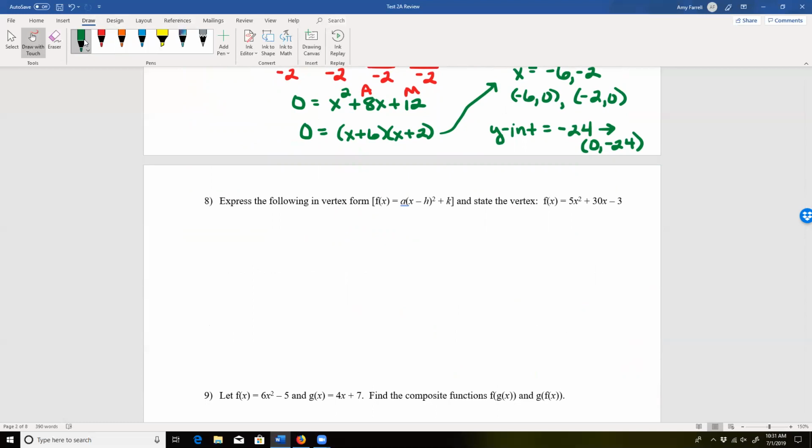Okay, next one, they ask us to put this in vertex form and then state the vertex. To put this in vertex form, first thing I'm going to do is add the 3 over. I just want to get it out of the way. I'm going to end up completing the square on the right-hand side. So let me get that 3 out of the way. So I have f of x plus 3. The other thing I'm going to do in this step is factor out the 5, which is our a.